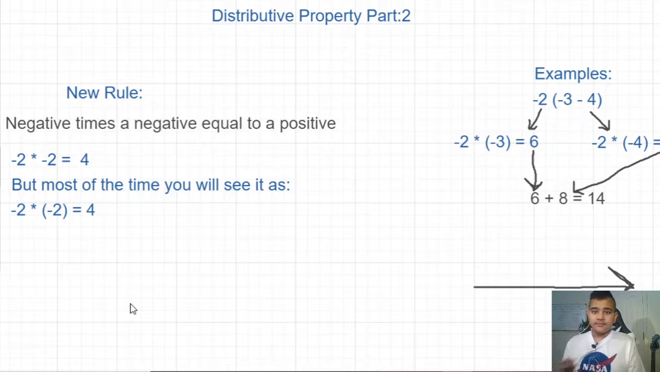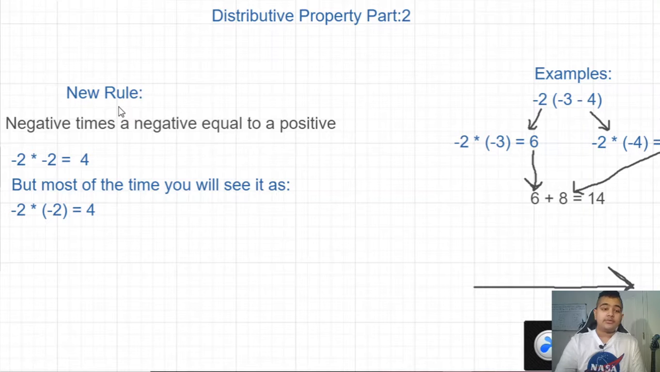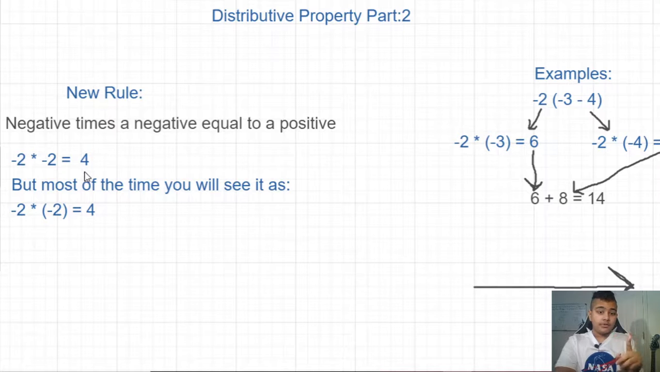So let's get started. Right off the bat, we start off with a new rule. Let's see what the rule says. Negative times a negative equals a positive. What does this mean? Let's look down. We have an example right there. Negative 2 multiplied by negative 2 equals 4. But most of the time you'll see it as such: negative 2 times parentheses negative 2 equals 4.